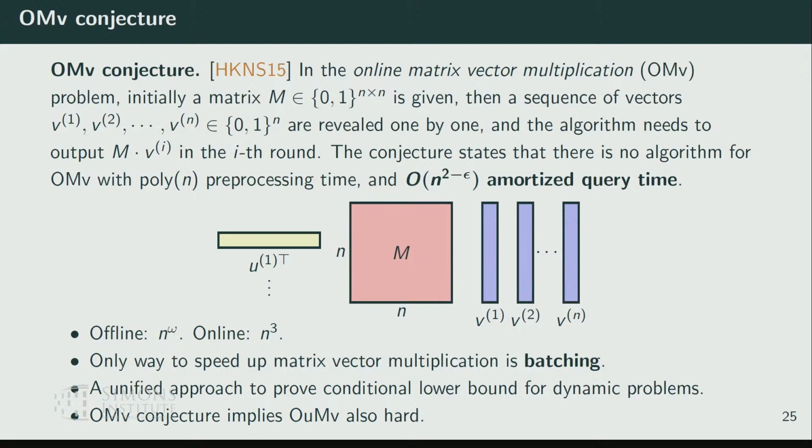I also want to say it also implies that the OuMv conjecture is hard, where in the OuMv conjecture, you're not only given a vector v in each iteration, you're given a u and a v, and you only want to output a scalar, which is u transpose Mv. Even that is hard, and it's the same lower bound. Okay, so now we know the conjecture. Let me first tell you a variant of this conjecture that can be used to prove a matching lower bound for the inverse maintenance data structure.